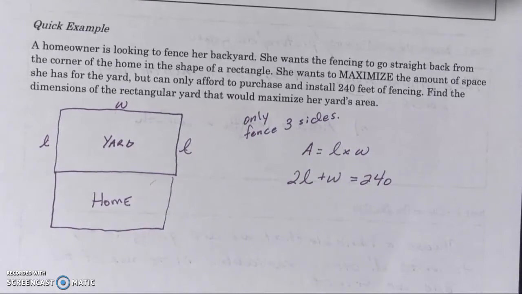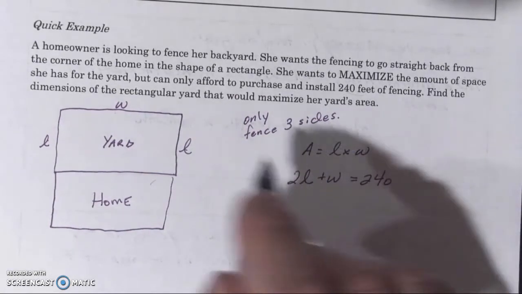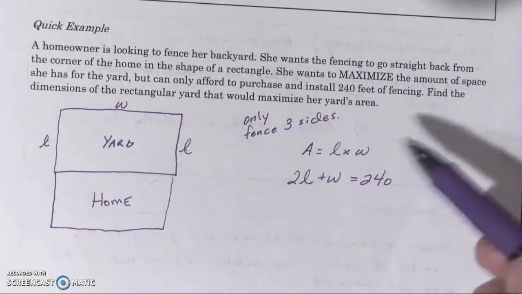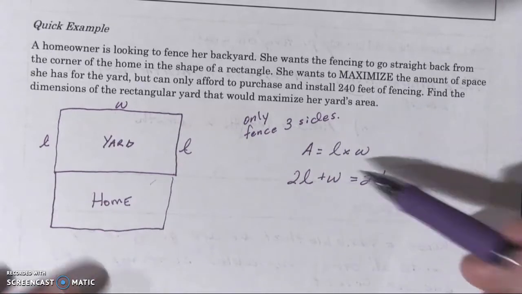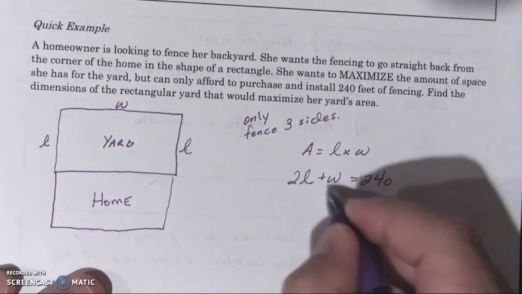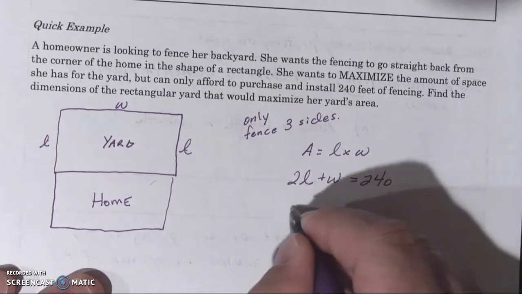Okay. All right, well, a lot of this stuff will go back to solving systems of equations like you guys used to do back in the day. We had two variables, now we have two equations to work with. Let's solve for one of the variables. W seems easiest to solve for here. We'll subtract 2L from both sides.